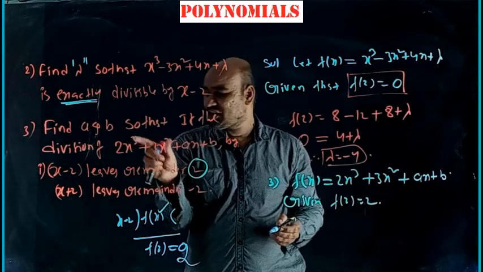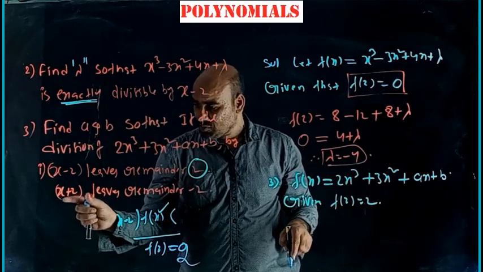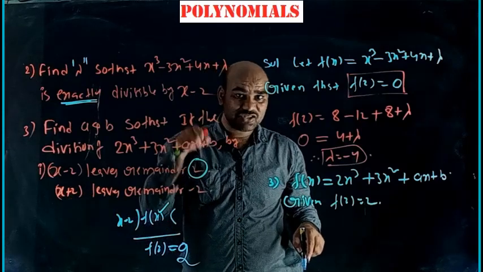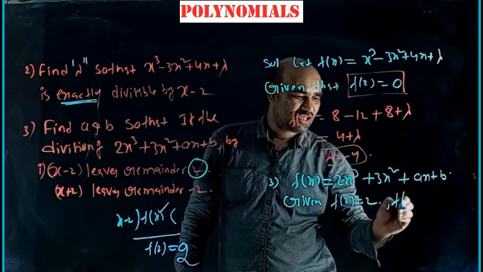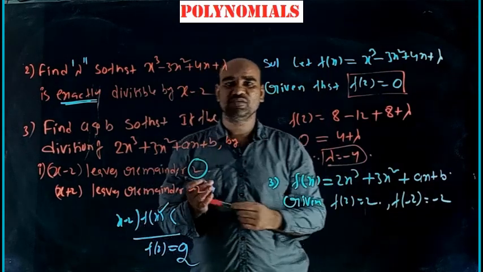Same, f of x divided by x plus 2, according to the remainder theorem, the remainder is f of minus 2. But the problem says the remainder is minus 2, so f of minus 2 value is minus 2. f of minus 2 equal to minus 2. By using these two relations, we want to find the a and b values.